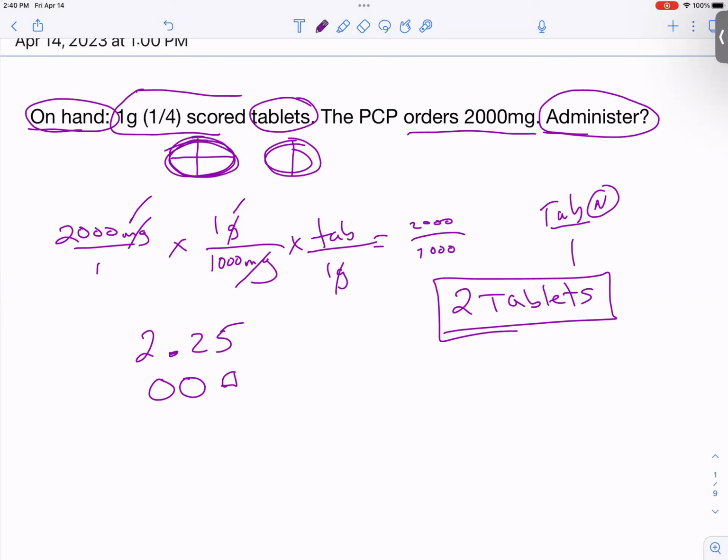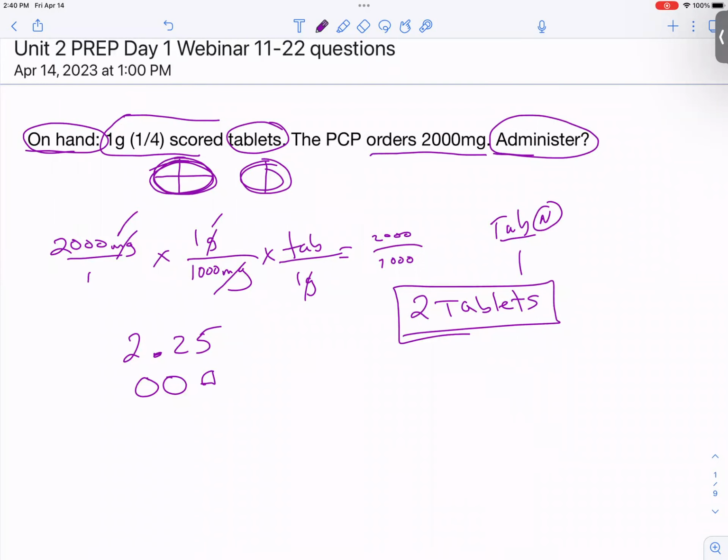Thank you, Professor. Yes, Kana, with the rounding problem. So when the answer is 2.25, if it is a scored tablet in quarters like this, then yes, you can give 2.25. If it's scored in half, you can't give 2.25, because this tablet is only broken in half, so you would not be able to split that.